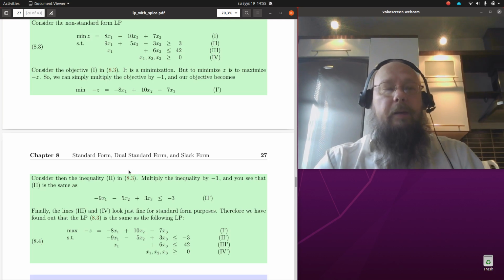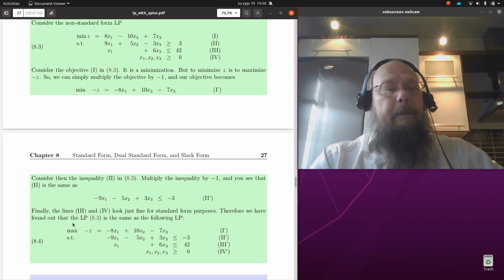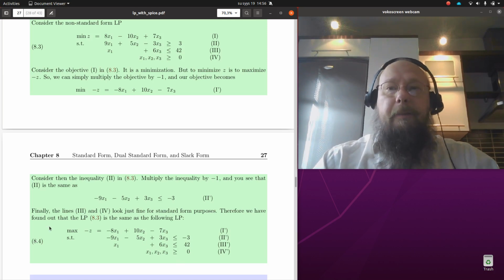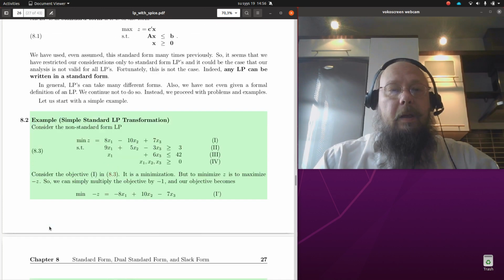So we just collect all that we have found out, and now this maximization here is the correct one. The mistake here was corrected here. So we have an LP: maximize minus z, something like this. Constraints are like this. And now if you look at this 8.4, what does it look like? It is of the form 8.1. So we have found a standard form.